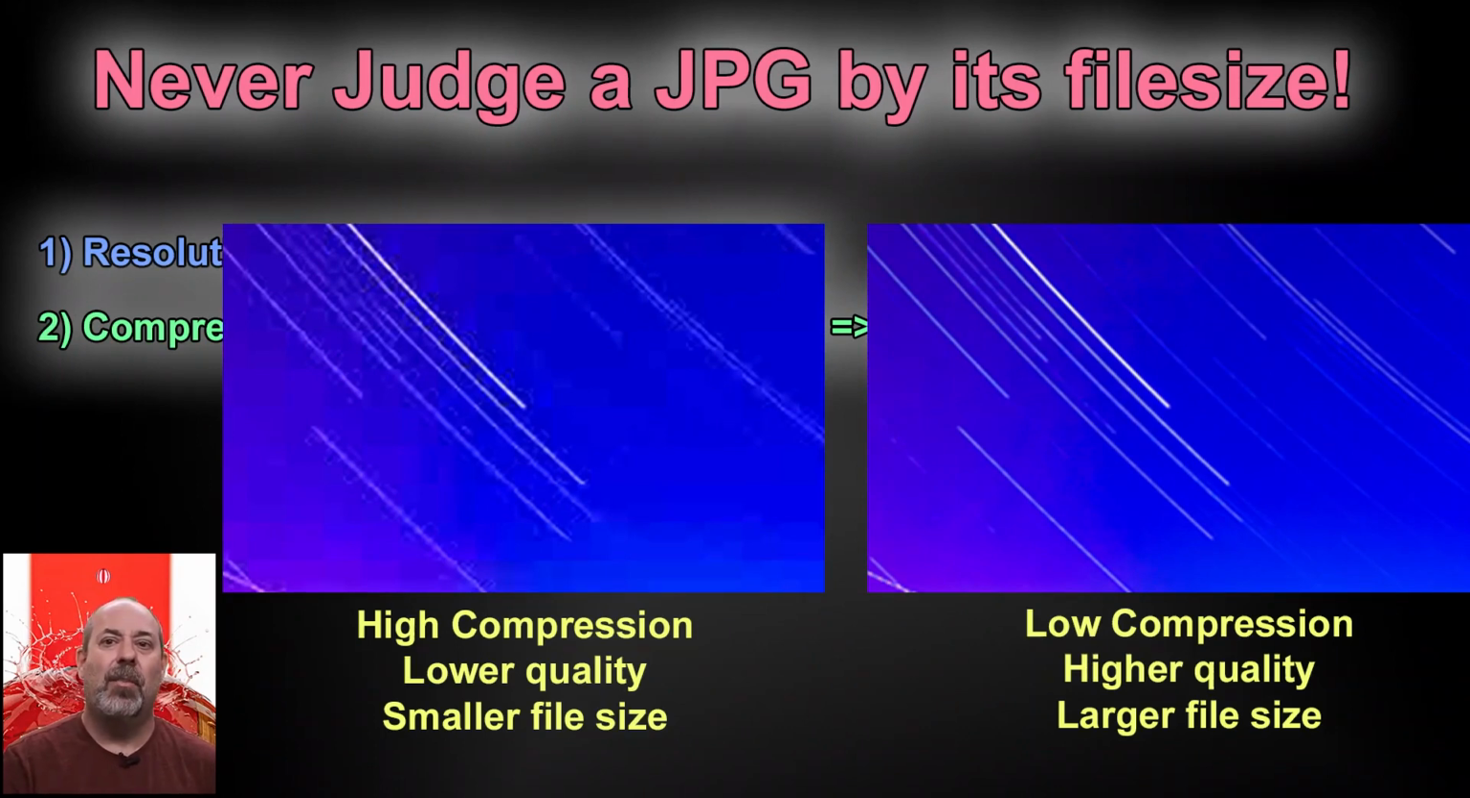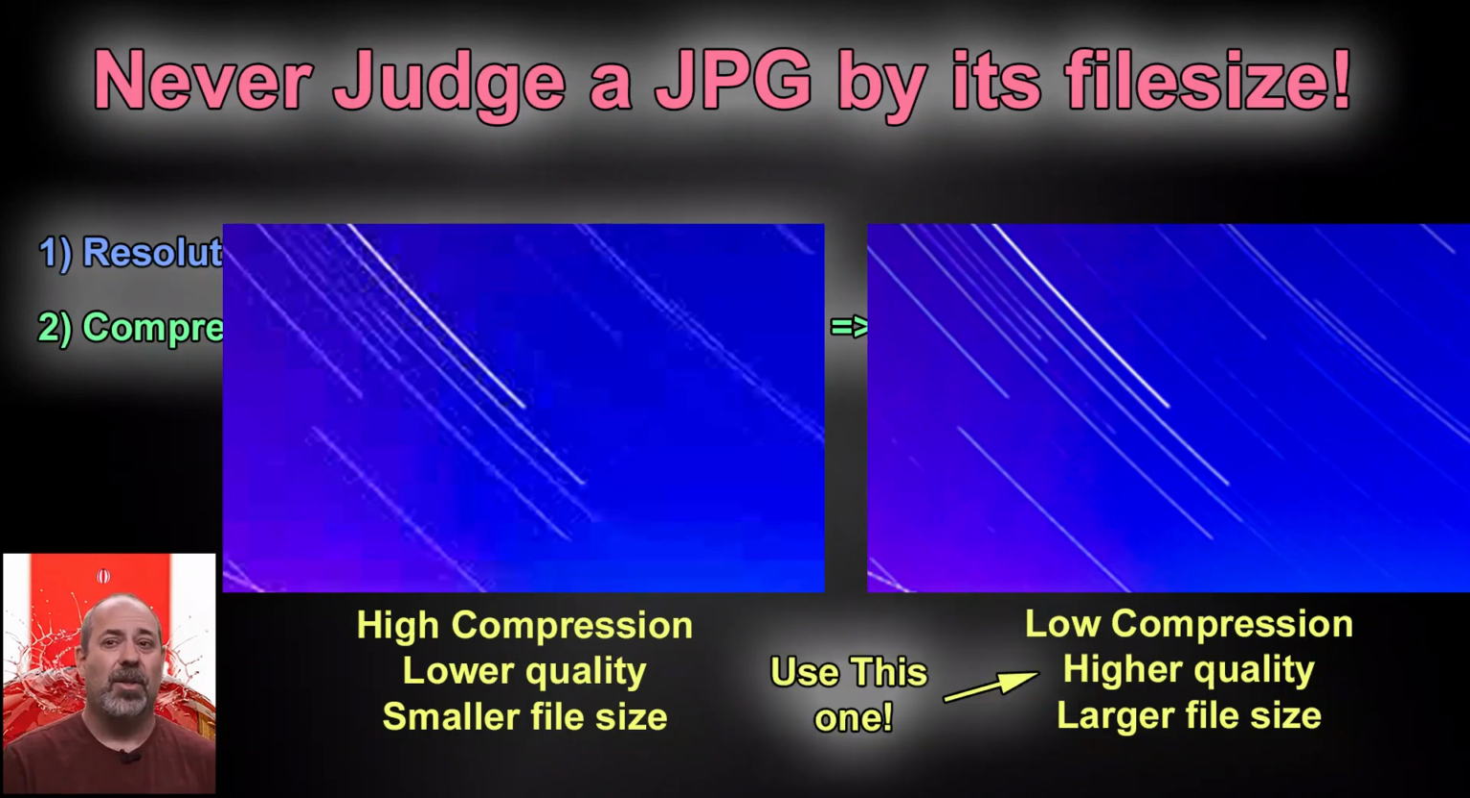Typically, whenever you save your JPEG on a computer, there will likely be a setting of high compression, smaller file size, or low compression, larger file size, but better quality. Always use high quality, low compression, so you don't lose any details in your image.